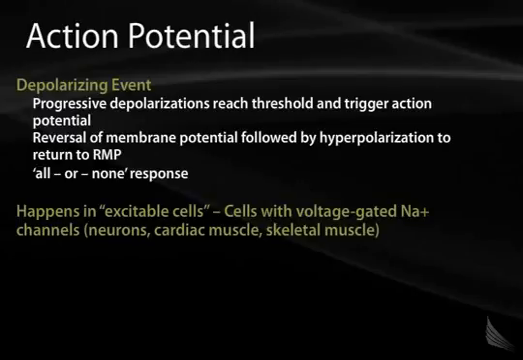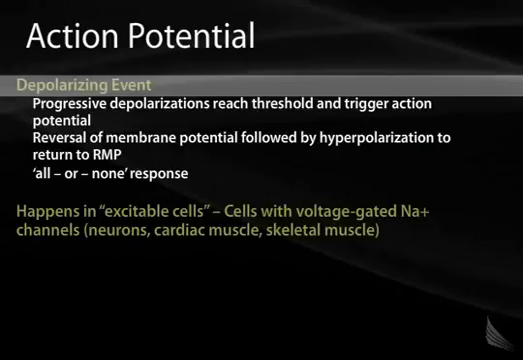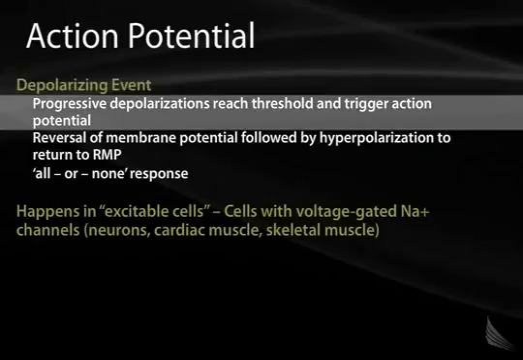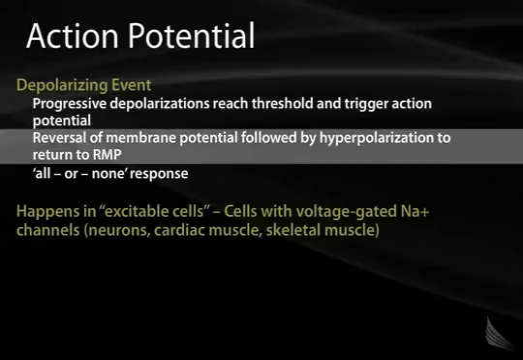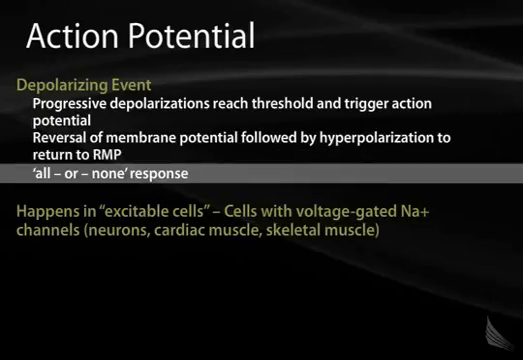So then, to review the major properties of the action potential. An action potential is a depolarizing event which involves progressive depolarizations that ultimately reach threshold and trigger the action potential itself. The action potential is a reversal of the membrane potential followed by hyperpolarization and then a return to the resting membrane potential. And importantly, you either get a full action potential or not. Once you reach threshold, you get the full action potential, and stronger stimuli only result in more frequent action potentials.